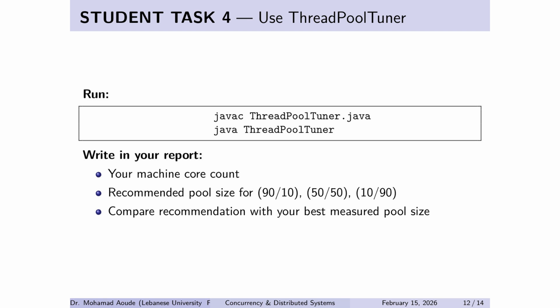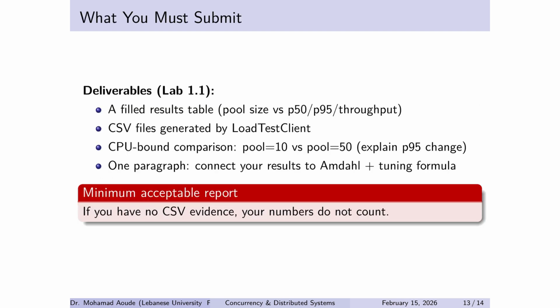Now apply the formula to your own machine, count your cores. Compute recommendations for different wait-to-compute ratios. Then compare that recommendation with your measured sweet spot. If theory and experiment align, you've learned something powerful. If they don't align, investigate why. That's research thinking.